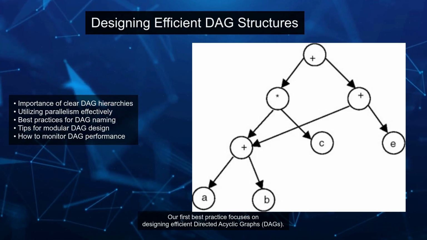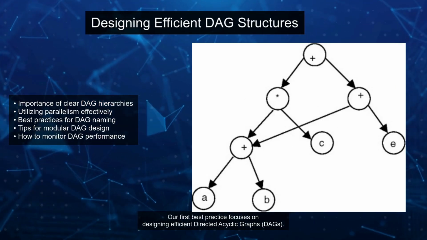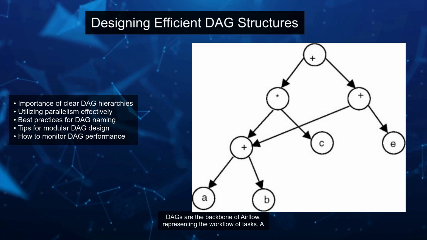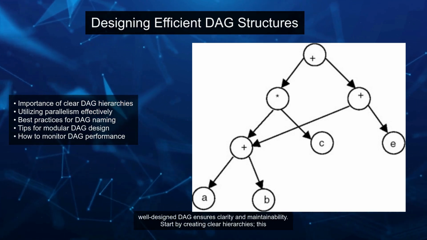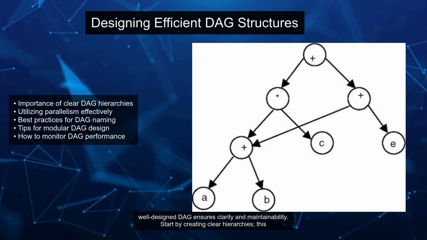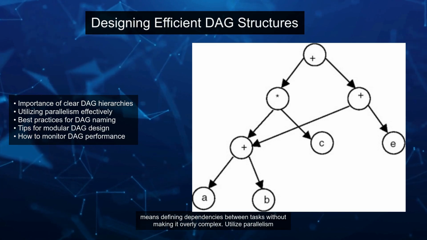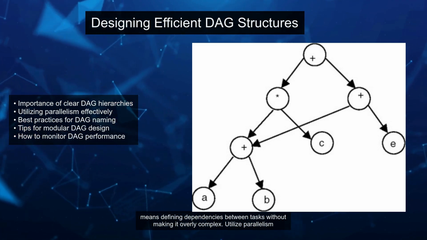Our first best practice focuses on designing efficient directed acyclic graphs, DAGs. DAGs are the backbone of Airflow, representing the workflow of tasks. A well-designed DAG ensures clarity and maintainability. Start by creating clear hierarchies. This means defining dependencies between tasks without making it overly complex.